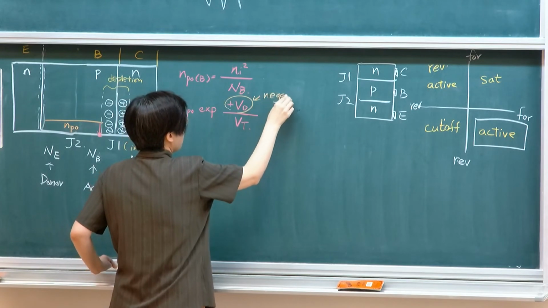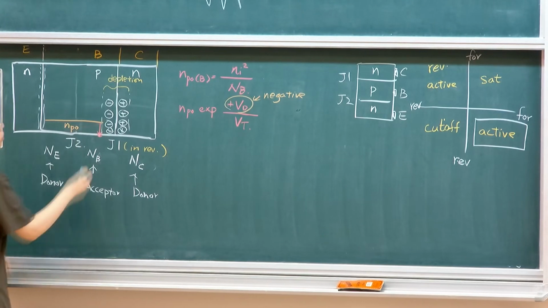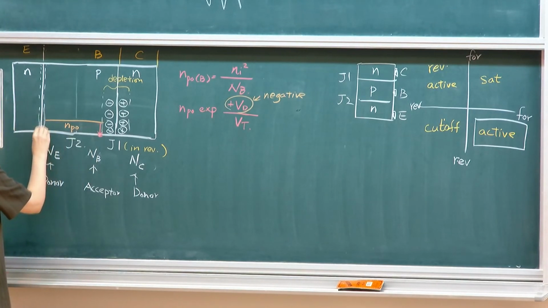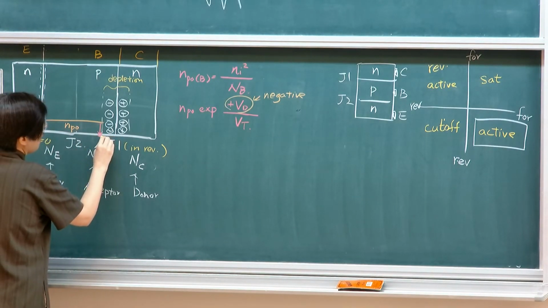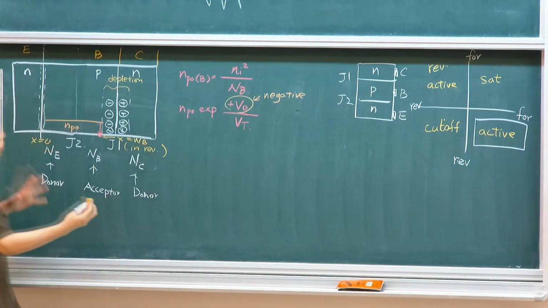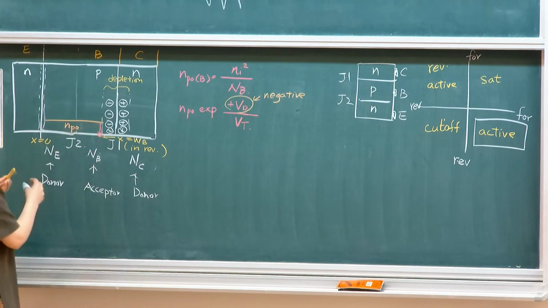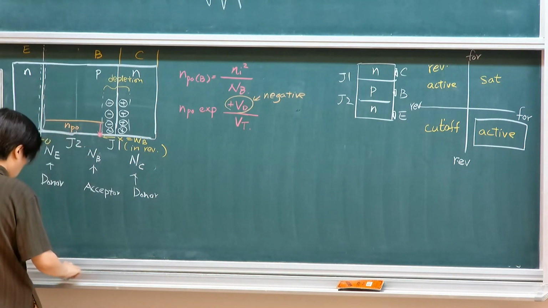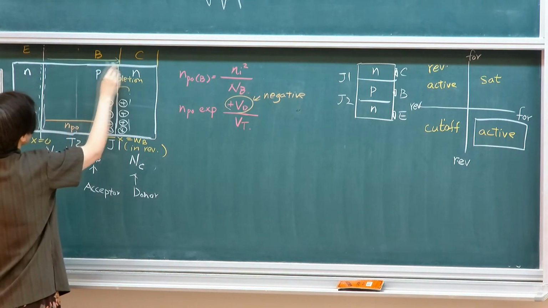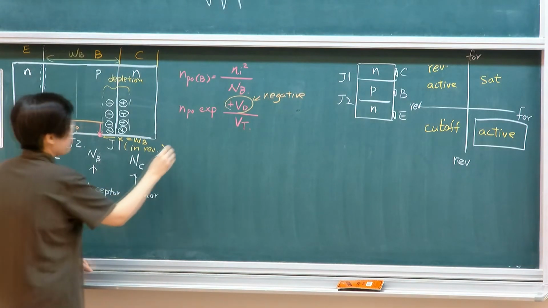So if this is negative, because J1, this is negative, therefore, at this particular position, let's assume that this is x equals to 0. This is x. We're assuming that this is close to x equals to WB. We're ignoring the depletion effect, just assuming that this is close to x, which is WB, the distance between the two. So let's say this is WB. It's the base width.